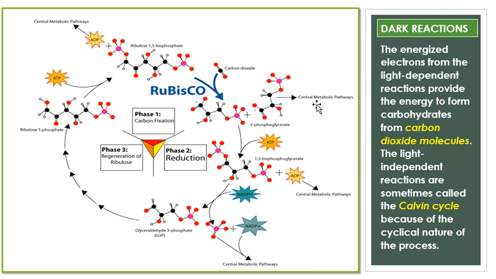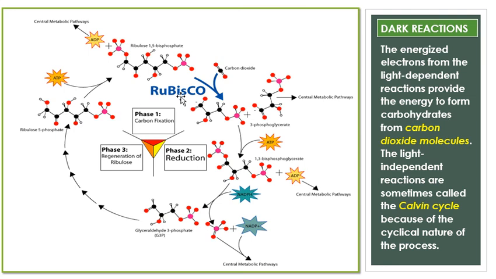Now, in the dark reactions, the energized electrons from the light-dependent reaction, the electrons we got from the light reaction, provide energy to make carbohydrates. Carbohydrate or sugar, the glucose specifically, from the carbon dioxide molecule. So in this part carbon dioxide enters so that carbohydrates or sugar or glucose can be produced.